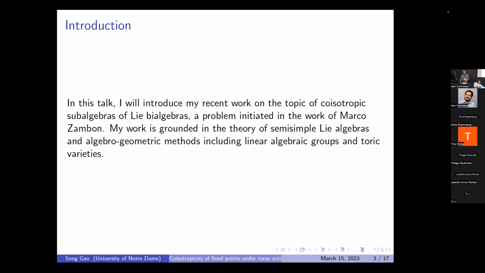So the problem of coisotropic subalgebras is a problem initiated in the work of Marco Zambon, and my work is related to the theory of semi-simple Lie algebras and algebraic geometric methods, including linear algebraic groups and toric varieties.